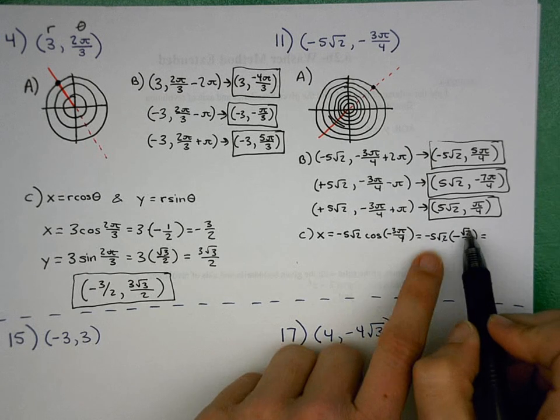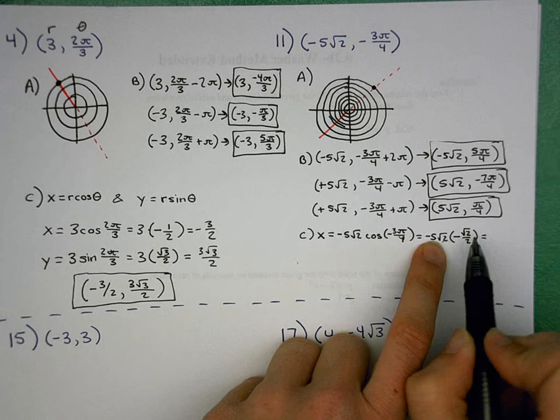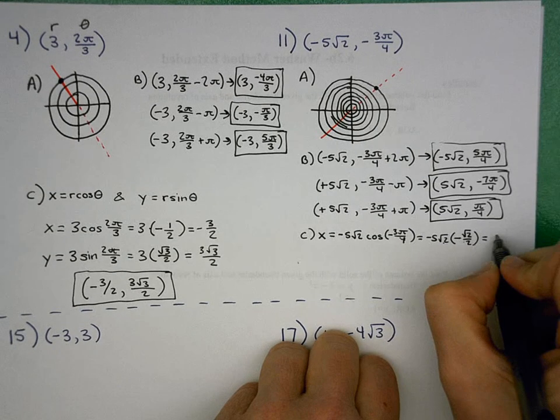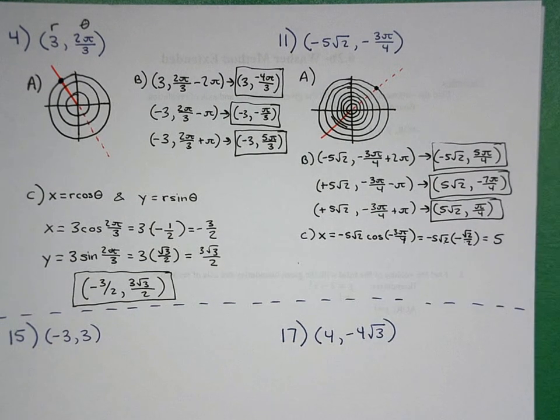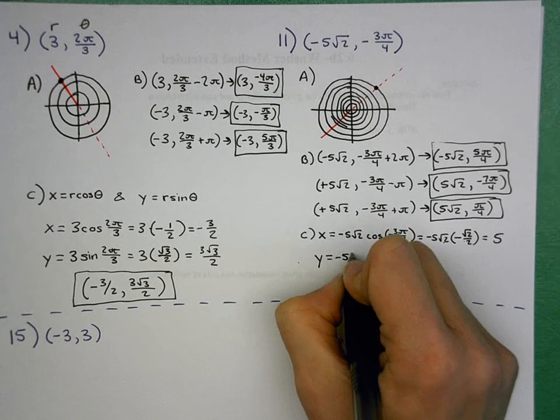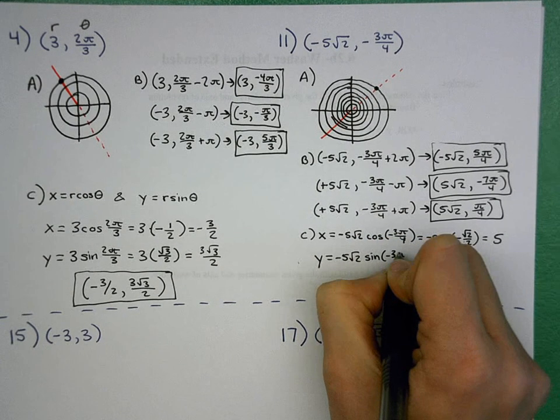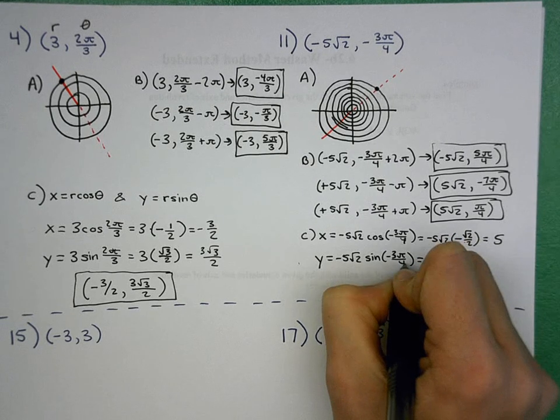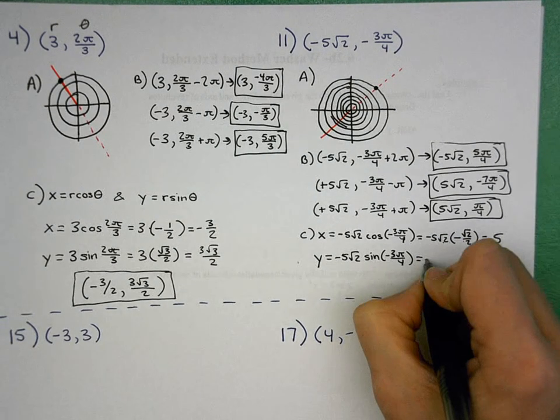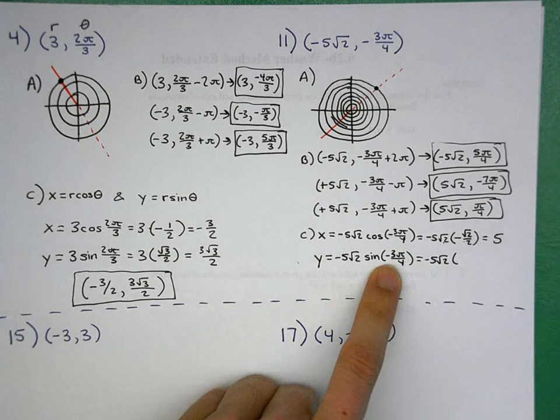Root 2 times root 2 is 2, times 5 is 10, divided by 2 is 5. Okay. Y equals r sine theta, with r as negative 5 root 2 and theta as negative 3 pi over 4. What is the sine of negative 3 pi over 4?